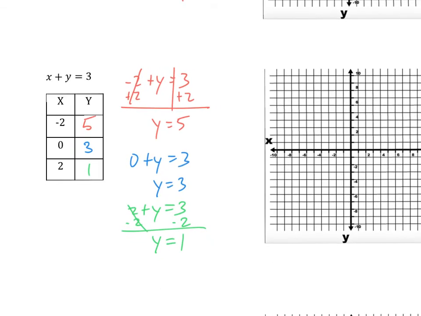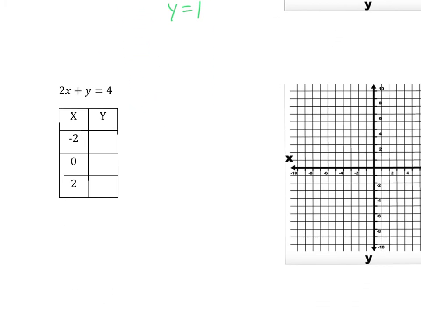Now we can just graph our points. So we have -2, 5. So over -2 up 5, 0, 3, and 2, 1. Right, like that. And again, it looks linear. It looks like a line. So we know that we did it correctly.